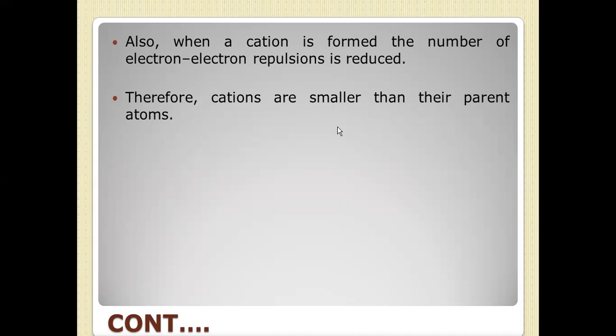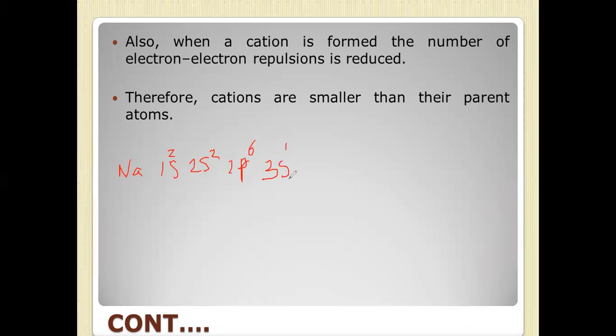Just keep in mind, when you take your parental atom, a simple example, take sodium. What is the electron configuration of sodium? You can write it as: 1s2, 2s2, 2p6, 3s1.